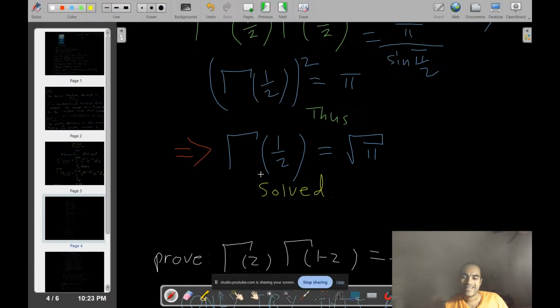Therefore, if I solve for gamma of 1/2, I have to square root both sides. Gamma of 1/2 is root pi. So this is another way to verify and actually calculate fractional values. And you can see once again, it proves once again gamma of 1/2 is root pi. Okay.